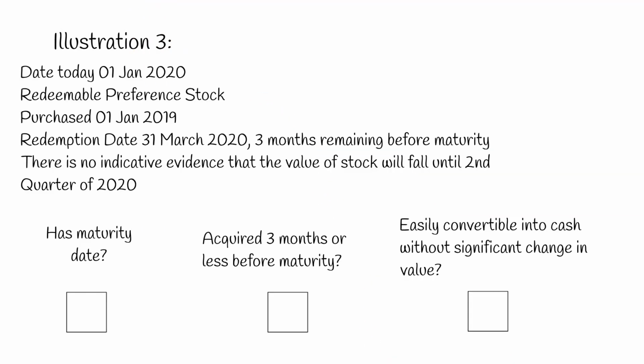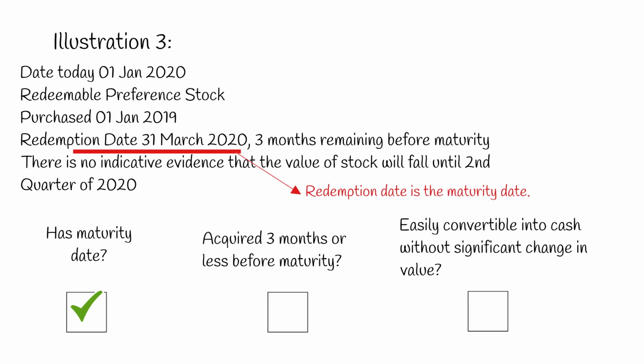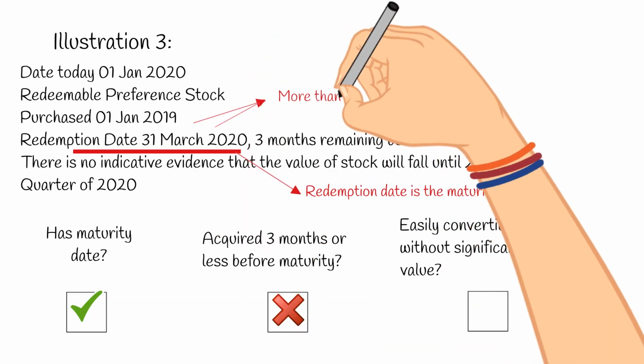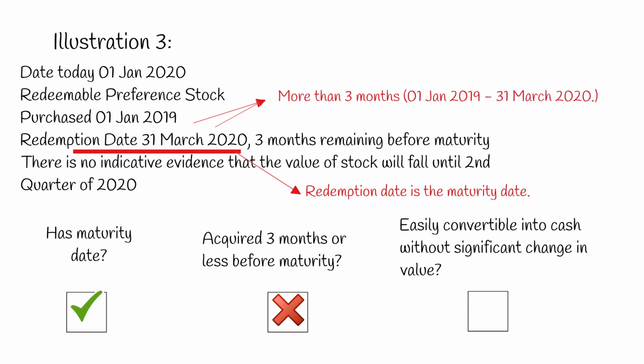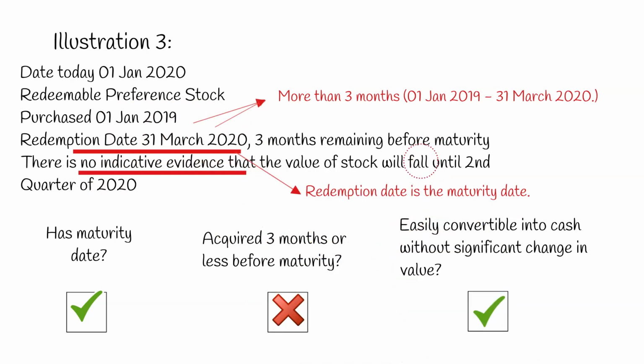Let's have one more, but this time, a bit tricky. Does the investment have a maturity date? Was the investment acquired 3 months or less before maturity? Is the investment easily convertible into cash without significant change in value? Oops! One of the criteria is not met. Therefore, preferred stock with acquisition date of more than 3 months before maturity is not qualified as cash equivalents.